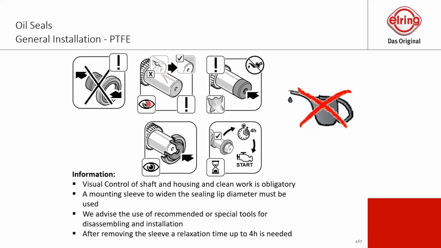So the next step will be checking that the shaft is in good condition. Then the first important thing is to put a protection sleeve over the shaft, because this PTFE oil seal lip is very sensitive. And the first thing you see: don't use any kind of oil inside or outside of this PTFE oil seal. This is not recommended, it's not good to use that in this case. So it's really different from the classical oil seals.